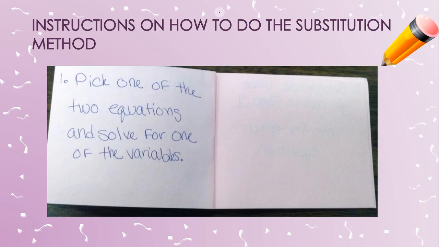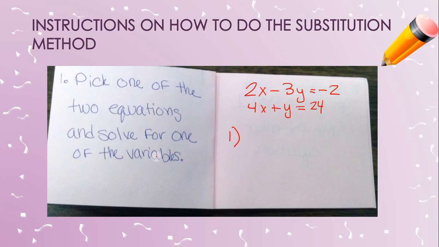On the right-hand side, what we're going to do is actually work out an example throughout each step. So here is my example. I have the system 2x minus 3y equals negative 2 and 4x plus y equals 24. So here is step 1. We need to pick one of those two equations and solve for one of the variables.